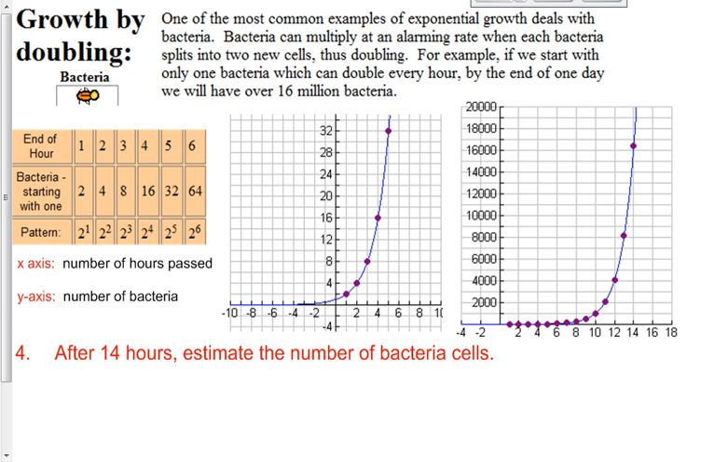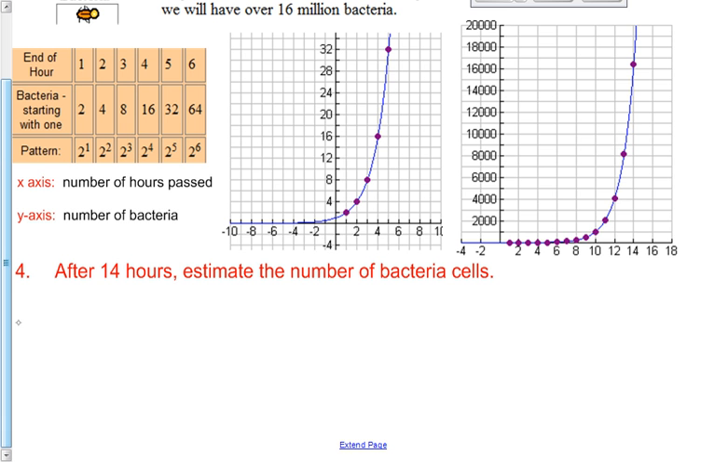Okay, looking at this next one, one of the most common examples of exponential growth deals with bacteria. Bacteria can multiply at a very alarming rate when each bacteria splits into 2 new cells, thus doubling. For example, if we start off with 1 bacteria which can double every hour, by the end of the day, we will have over 16 million bacteria, and that is just ridiculous to me. So looking at number 4 here, it says after 14 hours, estimate the number of bacteria cells.